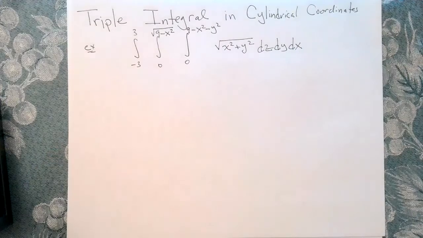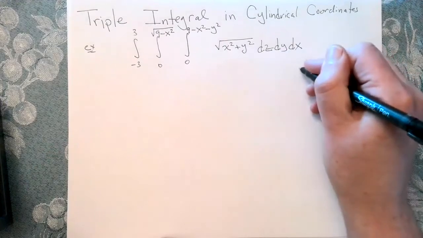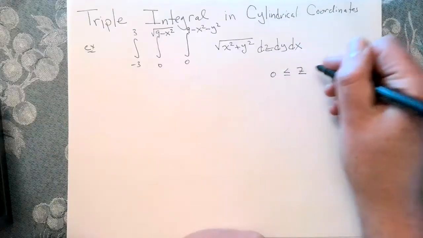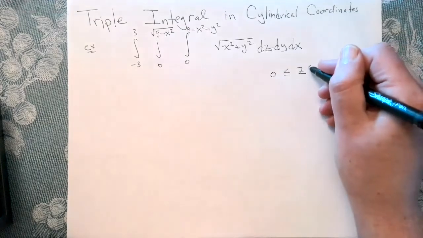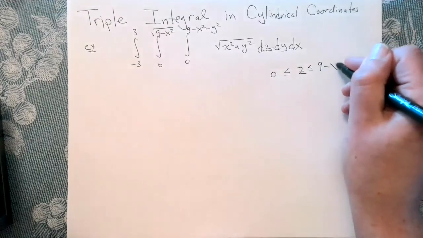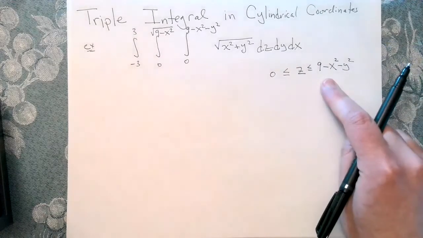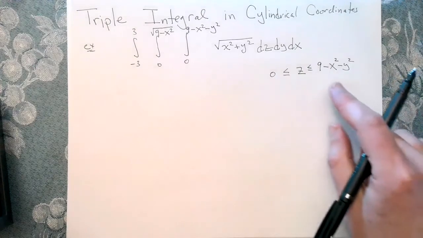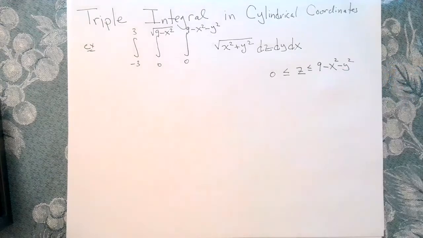Okay, so the first thing I want to do is think about what's happening in terms of z. We want to note that z goes from 0. Well, z equals 0 is the xy plane in R3. Sometimes I refer to that as the floor, but z goes from z equals 0 to z equals 9 minus x squared minus y squared. And so this is an upside down paraboloid, right? This is the classic elliptic paraboloid with its vertex at the origin, but upside down or reflected, and then translated up 9 units.